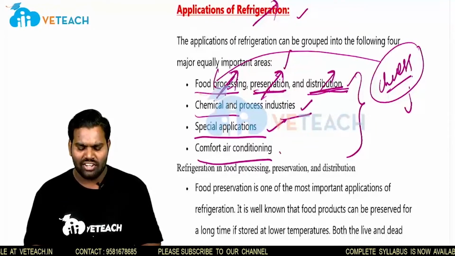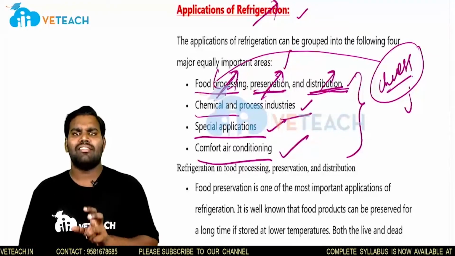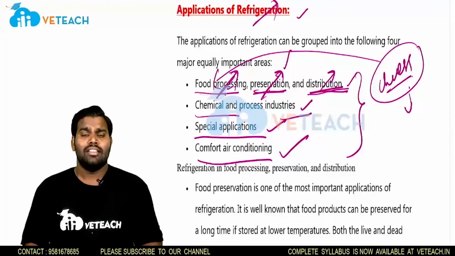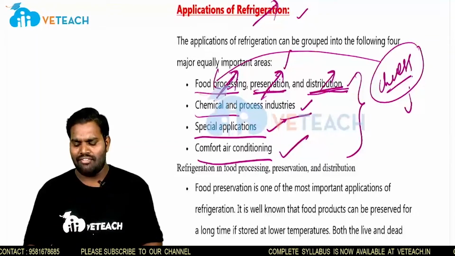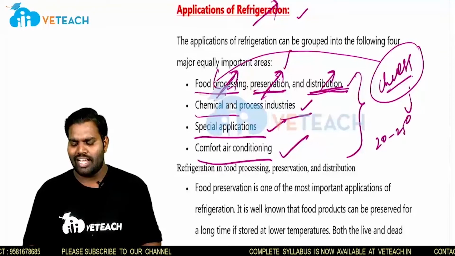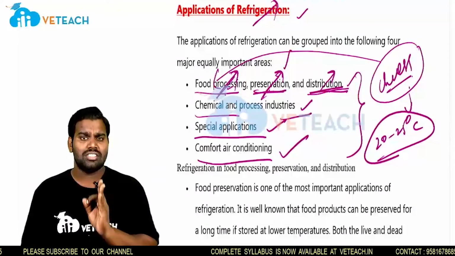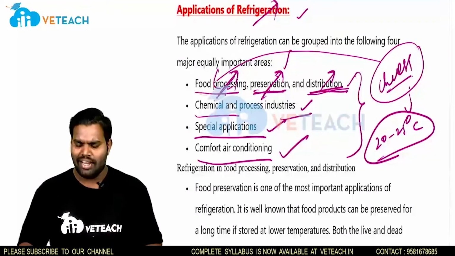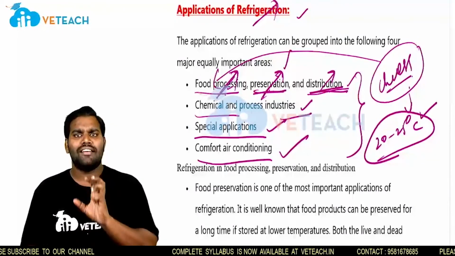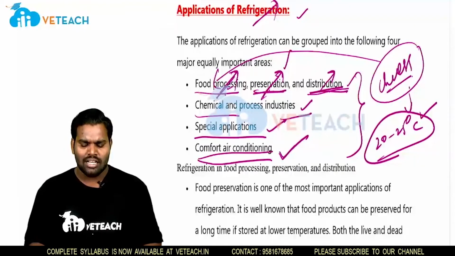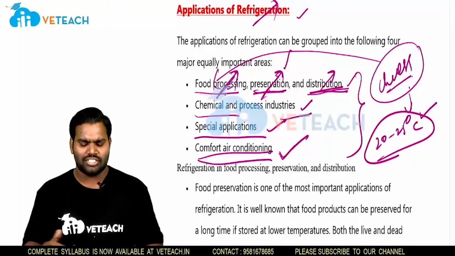Coming to comfort air conditioning. That means for human comfort we go for air conditioning. The comfortable temperature for human beings is 20 to 25 degrees Celsius. Likewise, based on this refrigeration system we maintain this temperature for human comfort, that is considered a comfort air conditioning system.